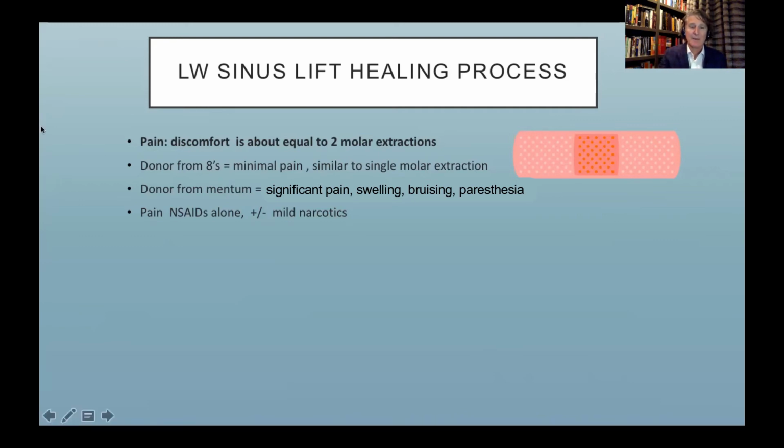Most of the time we can manage with some typical ibuprofens or ketorolac or something like that. Maybe some low-grade narcotics like Tylenol 3 and Tramacet.